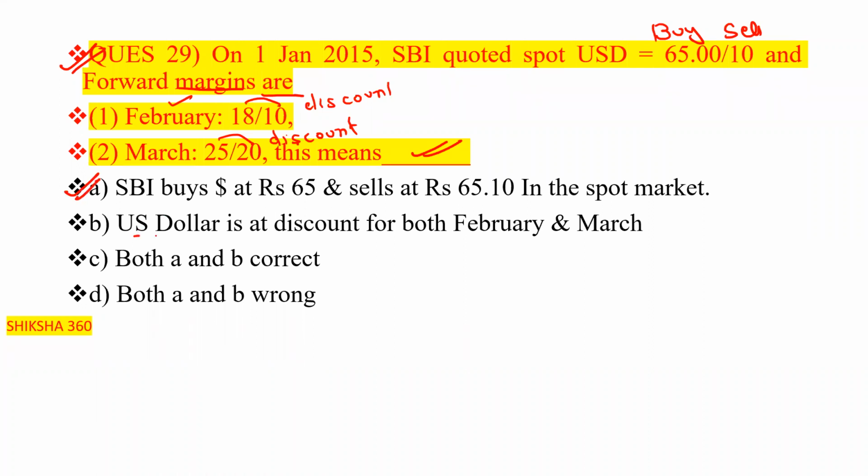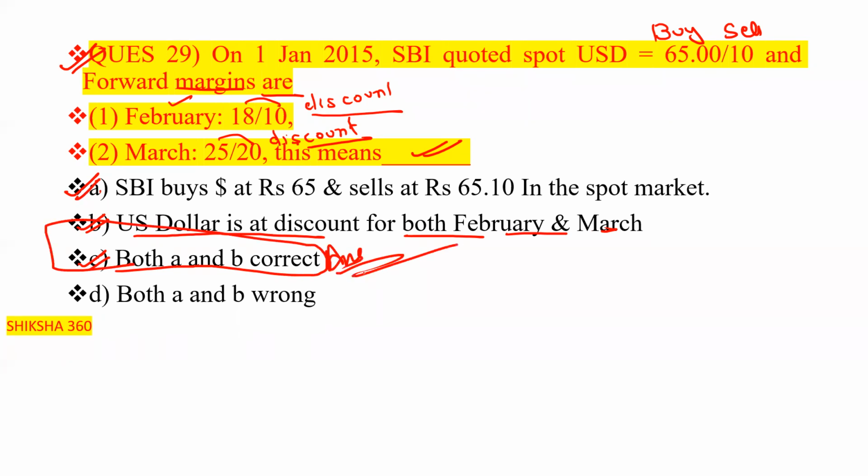Second one, US dollar is at a discount for both February and March. Clear? In February it is a discount, in March it is also a discount. So this one is also correct. So here both A and B are correct. So option number C is the answer, that is, both A and B are correct here.